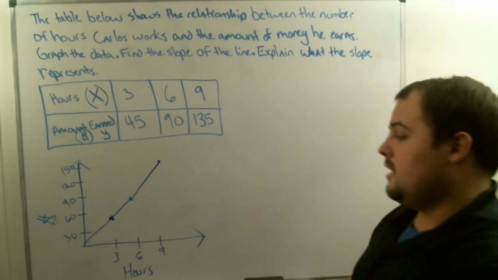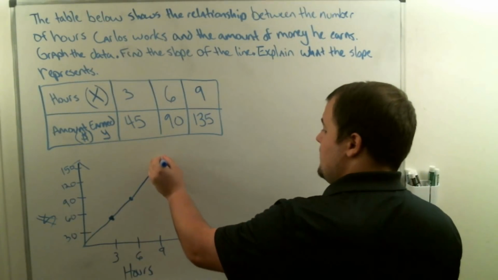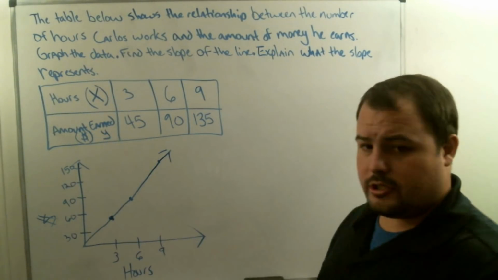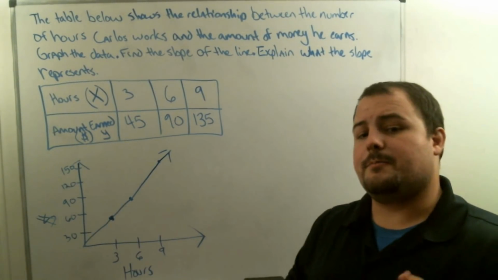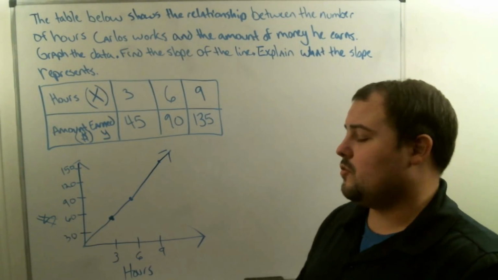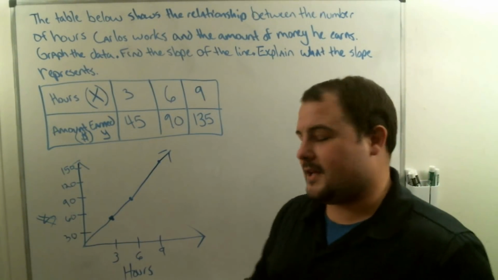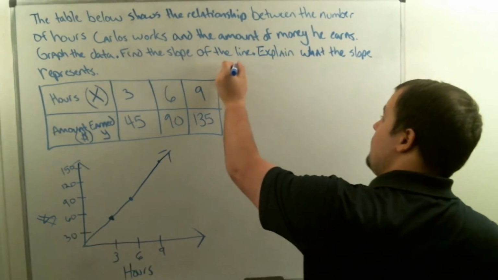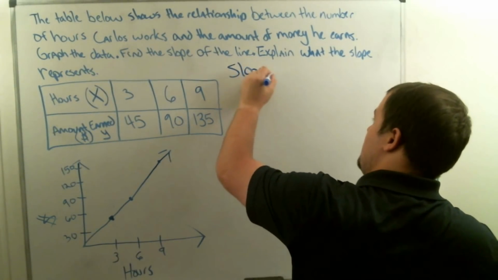So, looking at this, for the most part, I get a straight line again, and it goes through the origin. So, since I'm getting pretty much a straight line, and it goes through the origin, I know it's proportional, but that's not what the question asked me. The question asked me to find the slope.